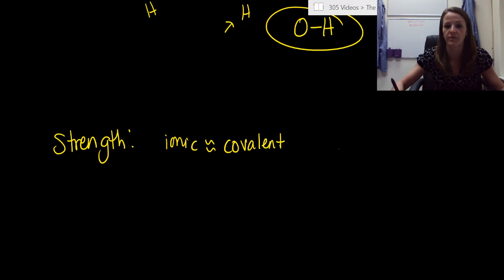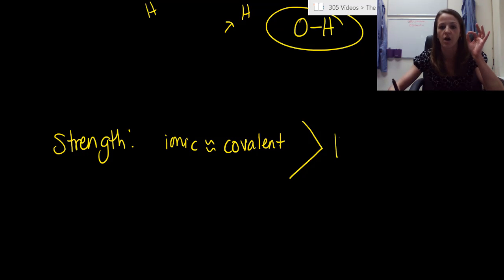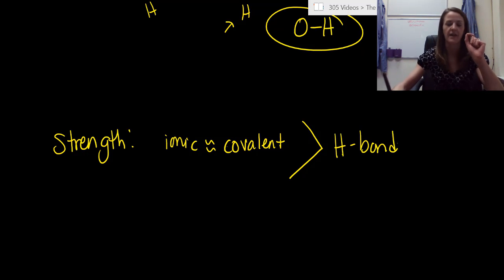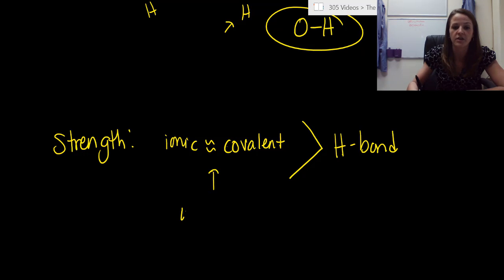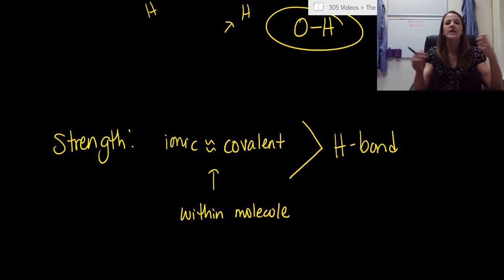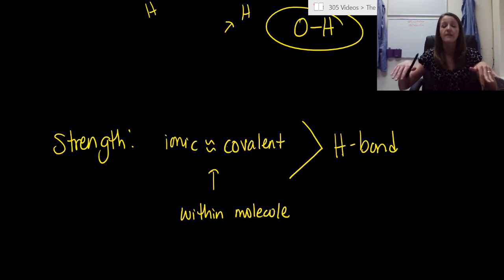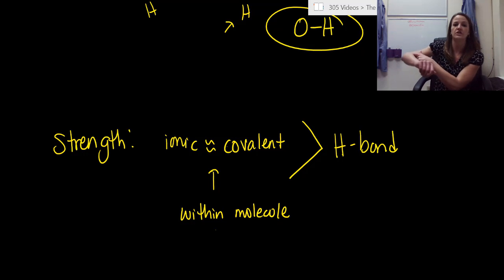Now here's the big important thing. Regardless of ionic or covalent, they're significantly stronger than a hydrogen bond. Okay, I'm going to say that again. Ionic and covalent bonds are significantly stronger than hydrogen bonds. That is because these bonds are within the molecule. There are 2 atoms fighting over those electrons. They're actually sharing those electrons. That bond is going to be so much stronger, so much more difficult to break than something that's just between molecules. Ionic and covalent is like having your shoulder and your elbow connected.